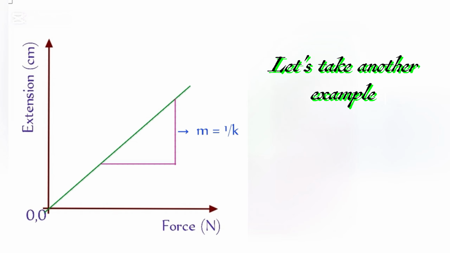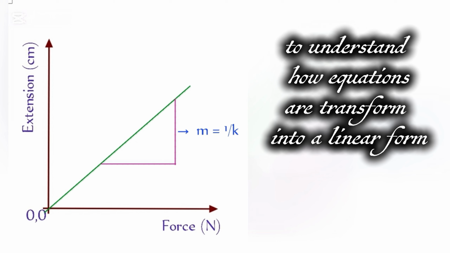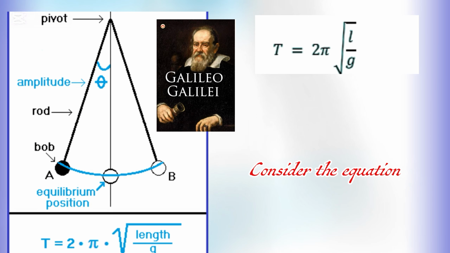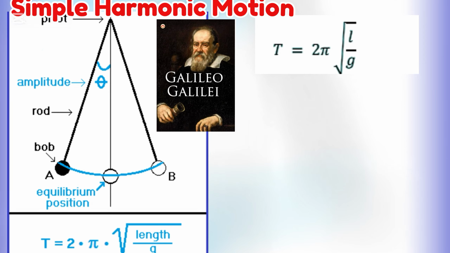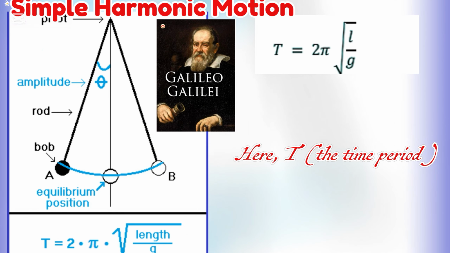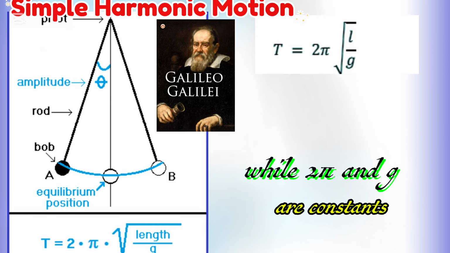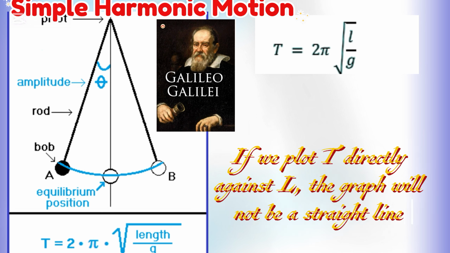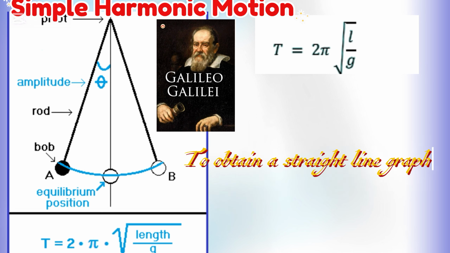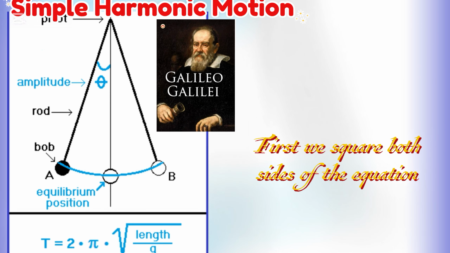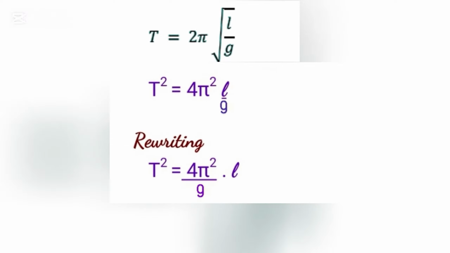Let's take another example to understand how equations are transformed into a linear form for plotting straight line graphs. Consider the equation T = 2π√(L/g) from simple harmonic motion. Here T, the time period, and L, the length, are the variables. 2π and g are constant. If we plot T directly against L, the graph will not be a straight line. To obtain a straight line graph, we must transform the equation into a linear form. First, we square both sides of the equation. T² = 4π²L/g. Rewriting, T² = (4π²/g)L.